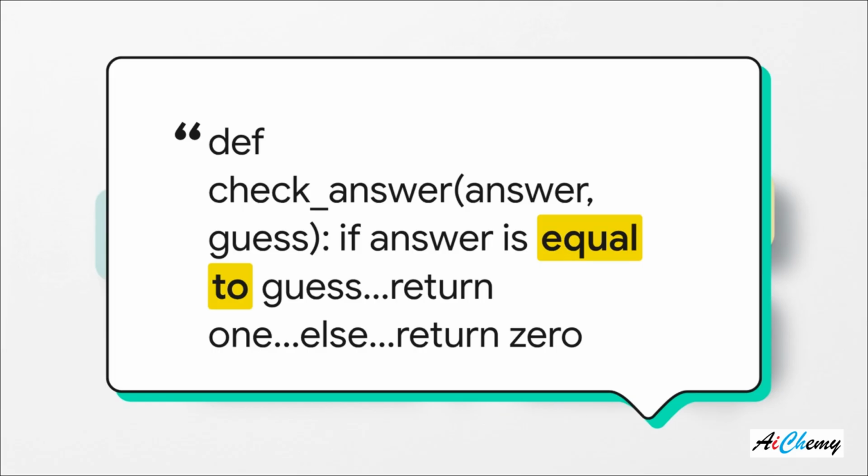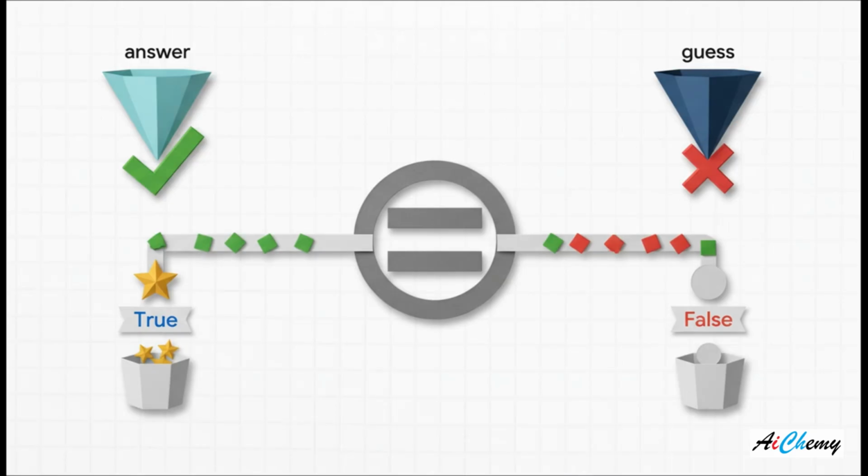This little chunk of code right here, this is the heart, the brain of our entire quiz game. It's a function called check-answer, and you can see, right in the middle, it's making a decision with that if-else statement. This is where the core logic lives. So let's just walk through it.